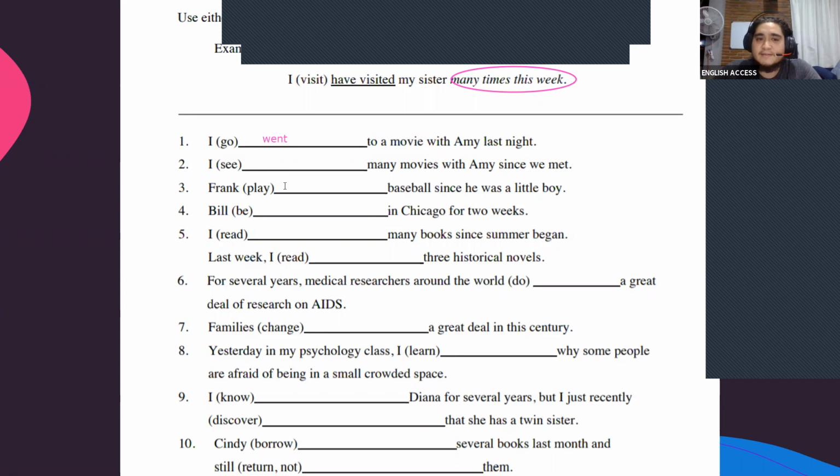Number two, Gina. I have seen many movies with Amy since we met. Since we met. Yes, perfect. I have seen many movies. Number three, Tommy. Frank has played baseball since he was a little boy. Thank you. Very good. Has played.